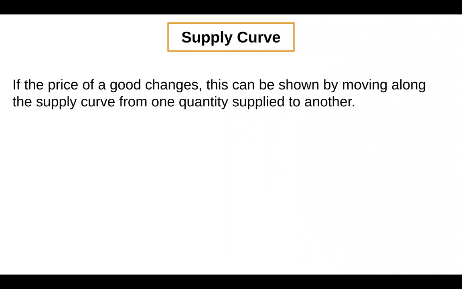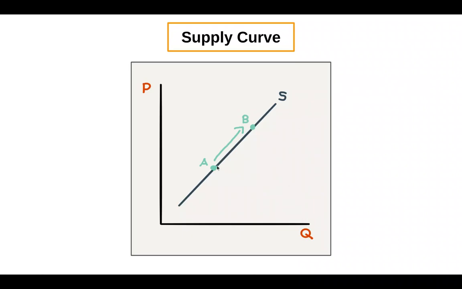So if the price of a good changes, this can be shown by moving along the supply curve from one quantity supplied to another. So this works just like it did with demand. If you look at the graph here, if I want to go from point A to point B to show a price increase, I can just move along the curve from A to B, and I don't have to shift the curve, right? However, I do want to spend the rest of this video talking about moving or shifting the supply curve.